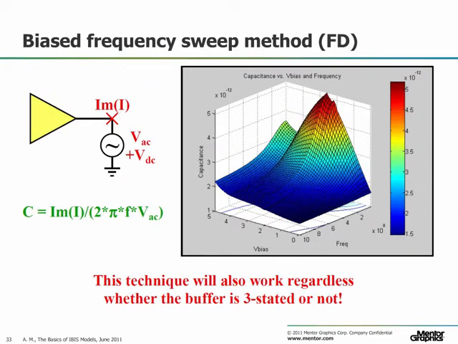Another one of my favorite capacitance measurement methods is done in the frequency domain. I call this one the biased frequency sweep method. In this method, we connect an AC source with a DC bias to the output of the buffer, and we are measuring the imaginary part of the current. The capacitance is then calculated using the imaginary part of the current divided by 2 pi f and the amplitude of the AC source. If we repeat the AC sweep at different DC bias levels, we can generate a nice surface plot, which is the capacitance versus frequency and bias voltage.